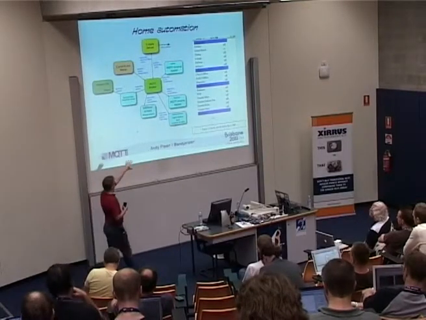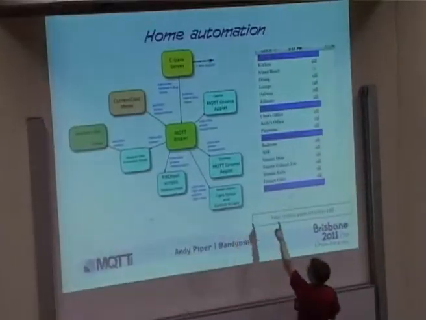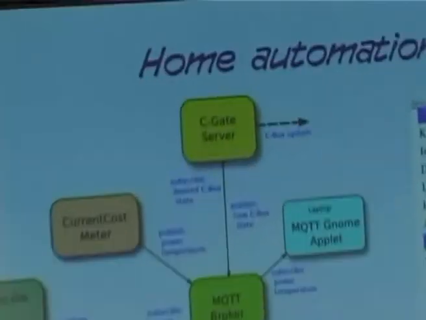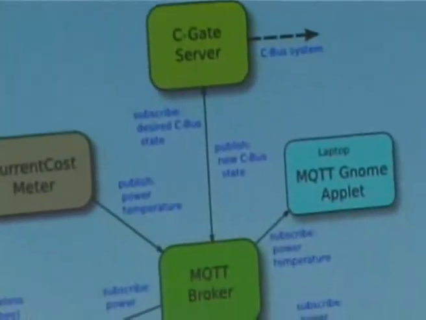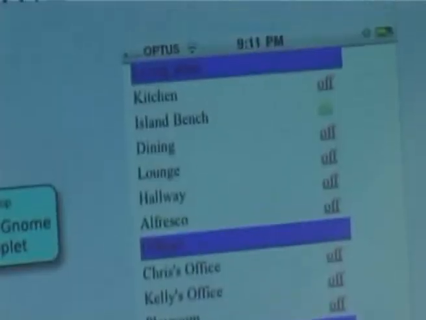He's got some GNOME applets running on his desktop, so he can immediately monitor, and you see it subscribing to the power and the temperature in different parts of the house. So he's immediately getting on his desktop those bits of information. And one of the things he's just added is a simple web page which he can control from his phone, which is doing PHP, talking MQTT under the covers to turn things on and off and check the state of things. I'm going to whiz through some of these examples.